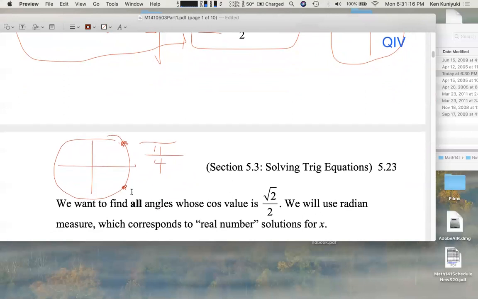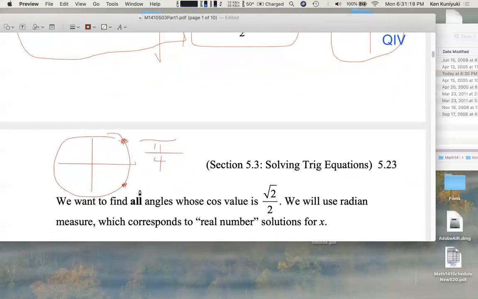Well, there is 7 pi over 4, but since we want all real solutions, do you know what an easier representative for this point would be? By representative, I mean any coterminal angle that would correspond to this point over here. You can pick any one. Which of those representatives would you pick? What's even easier than 7 pi over 4? How about negative pi over 4? We want all real solutions anyway. It turns out this makes things convenient for us.